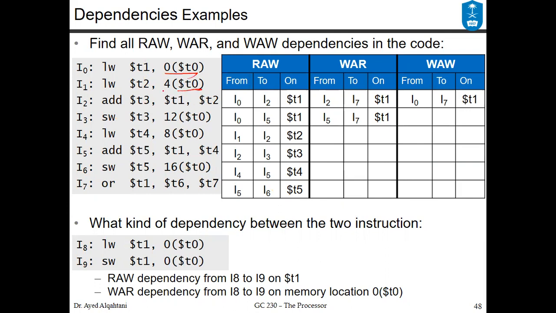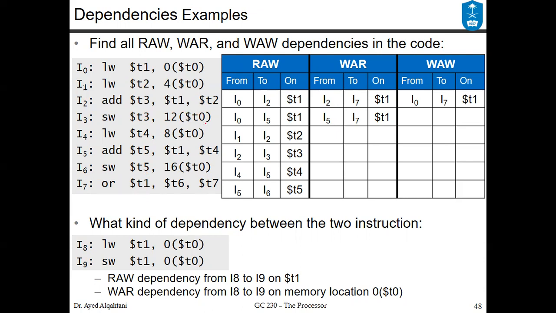Again, T0 is not written anywhere. Here we have a read on T1 and T2, but they are not written anywhere here except on the last one, which is I7. So this is read, and here it's written to. So there is a dependency, a WAR dependency between I2 and I7 on T1.